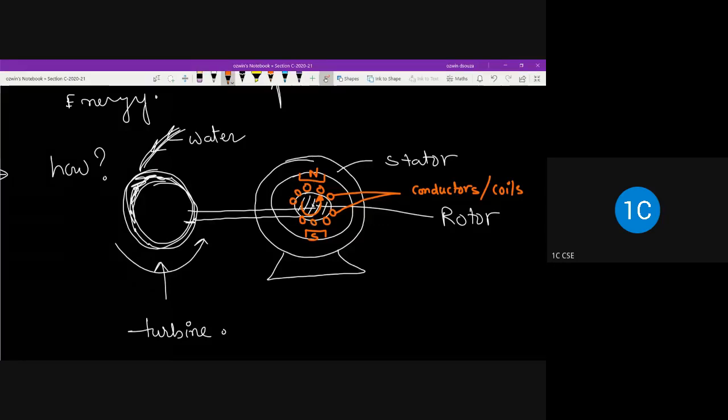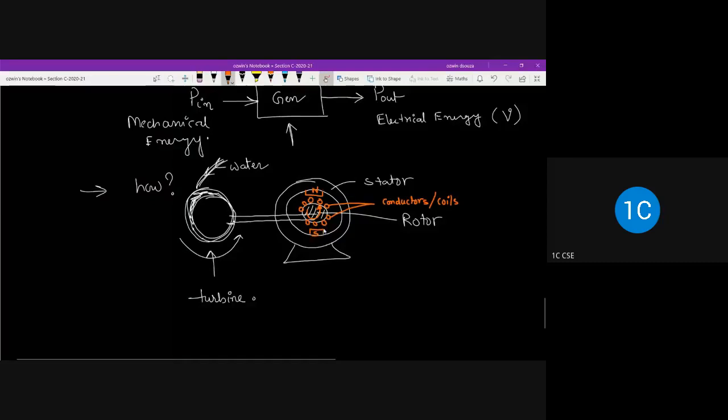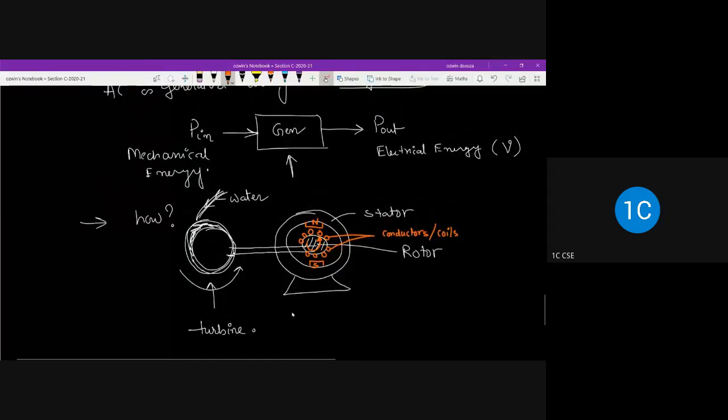So the north and south pole, they are magnets. So they produce magnetic field. So basically, when the conductors are in motion, the magnetic field is getting cut. And due to Faraday's law of electromagnetic induction, there will be an induced EMF. And that's how the electricity is produced in power plants. So in power plants, this is how basically the electricity is produced. So generator basically works on the principle of electromagnetic induction.